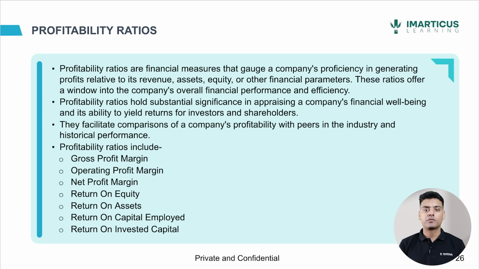The next set of ratios I look at are profitability ratios. They are a window into the profitability of the company. They tell you how good this company is in terms of generating profits. The most popular profitability ratios are gross profit margin, operating profit margin, net profit margin, return on equity, return on assets, return on capital employed, and return on invested capital. Let's look at each of them in detail now.